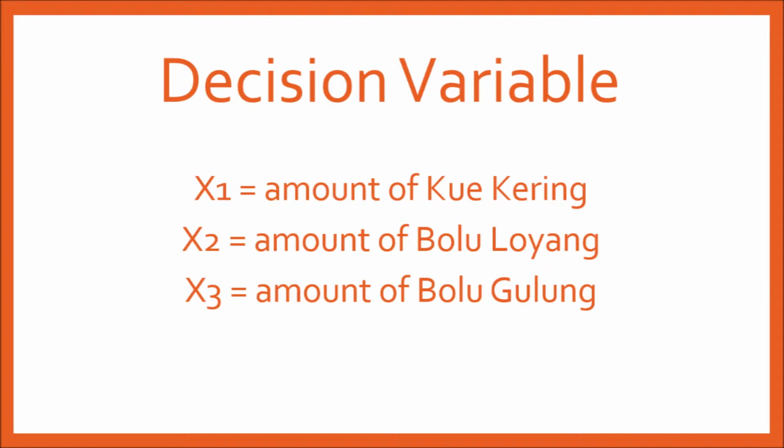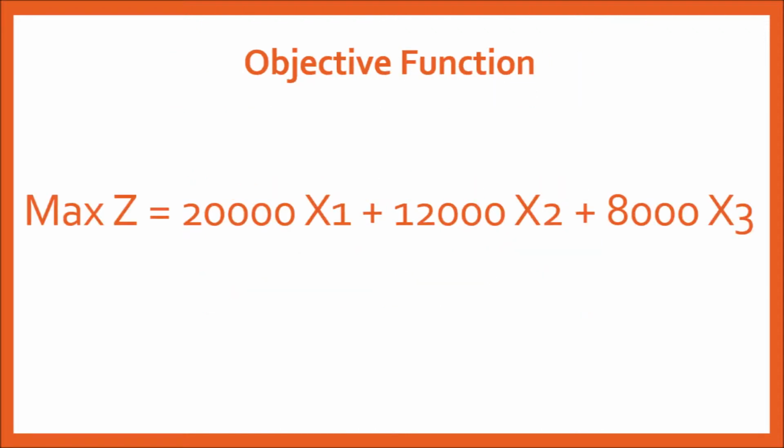Then determine the objective function. In this case we use max Z because we want to maximize the profit. The objective function is based on the profit for each product: 20,000 x1 plus 12,000 x2 plus 8,000 x3.